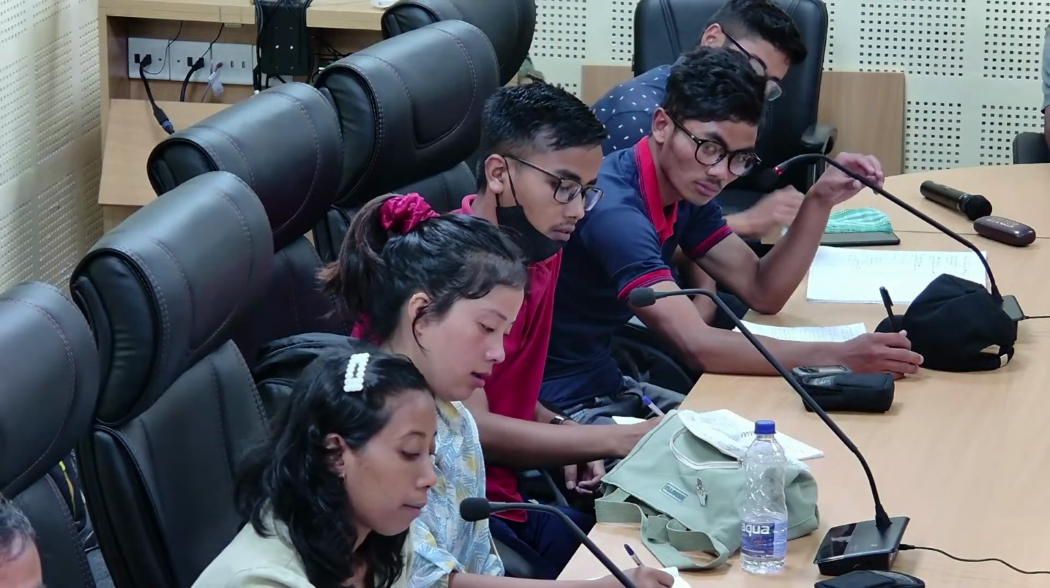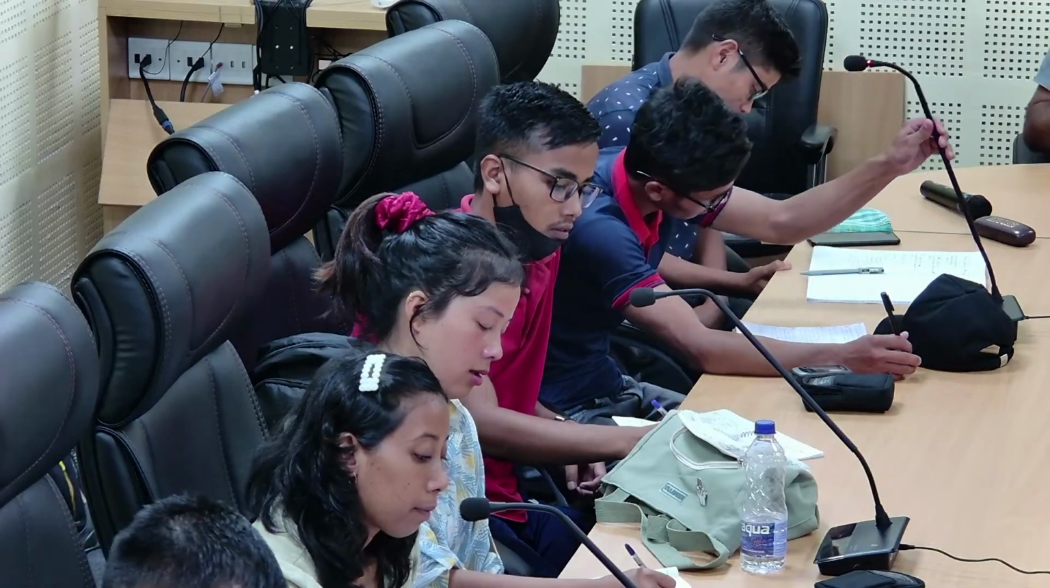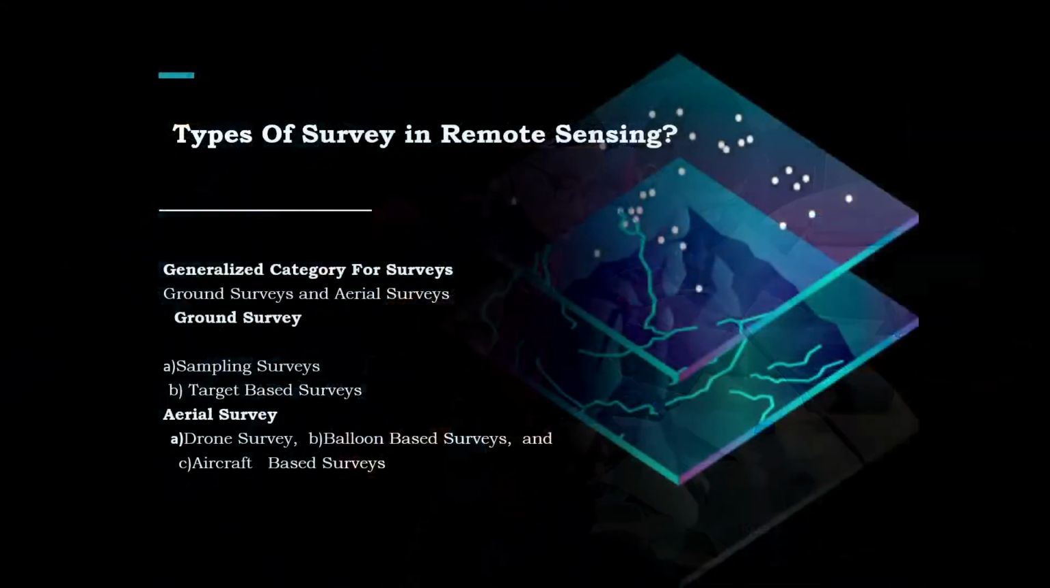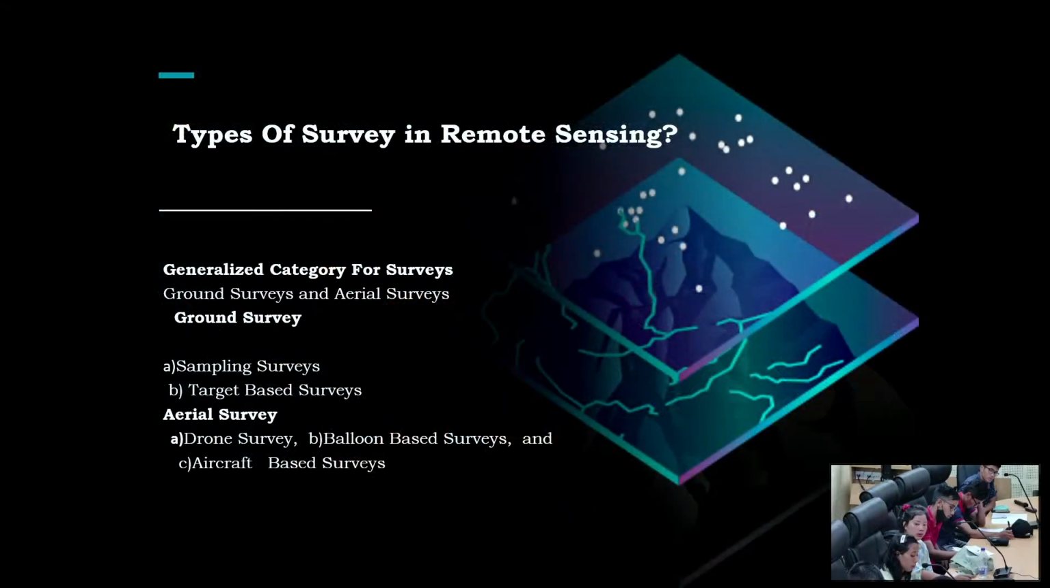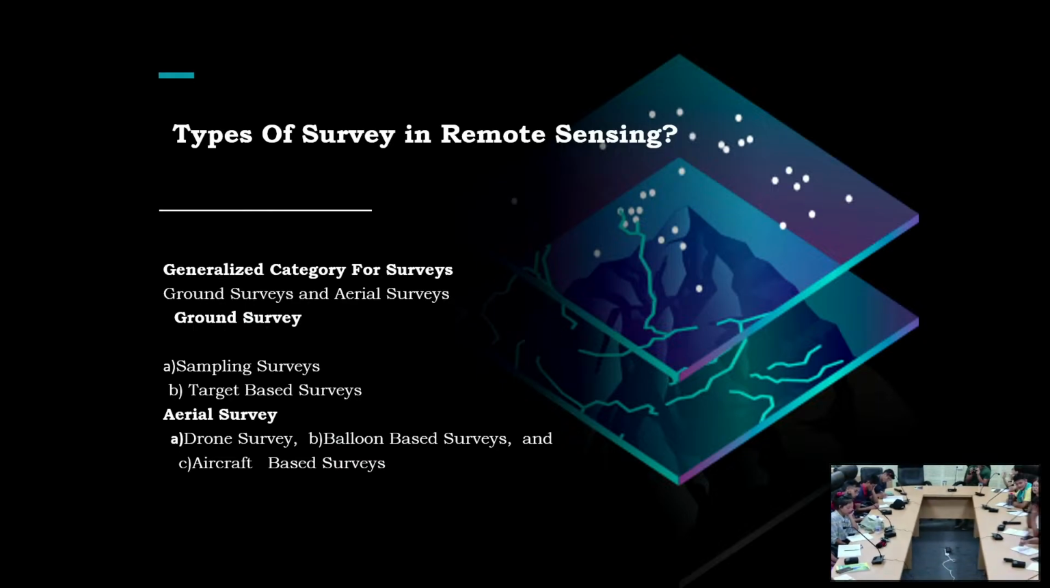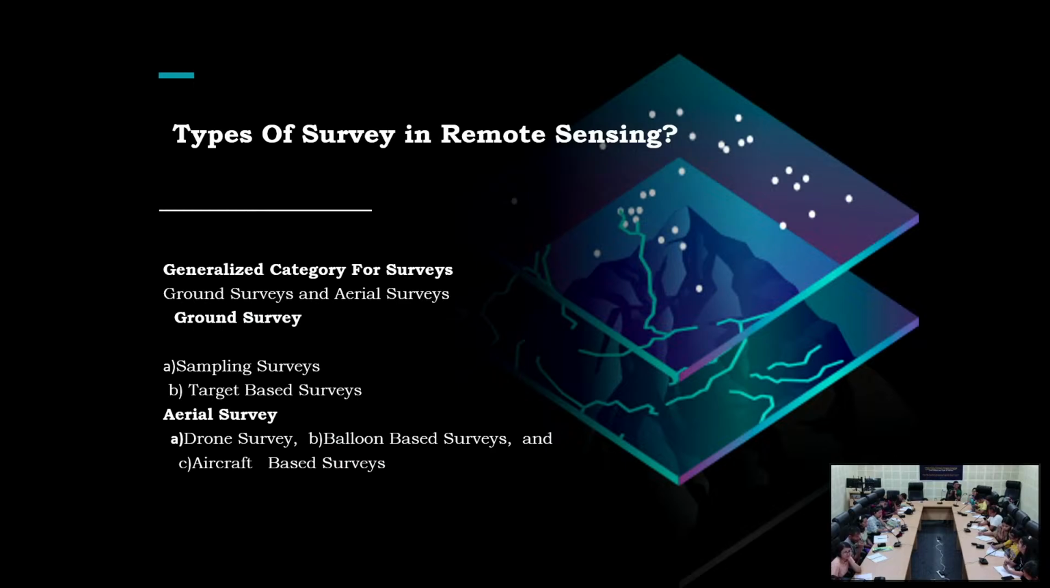In sample survey, we have divided the place into different parts. If we have a large area, we divide it into different parts, like 10 parts, 20 parts, and from there, based on different parameters according to our requirement.